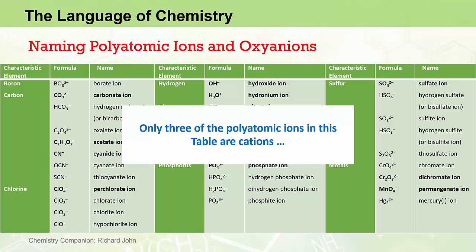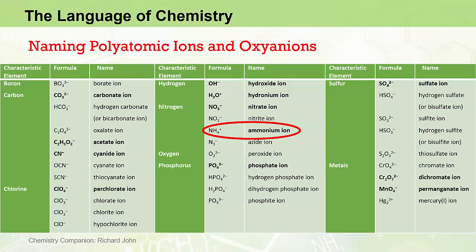Only 3 of the polyatomic ions in this table are cations: the ammonium ion, NH4+, the hydronium ion, H3O+, and they are both very important for the acid-base chemistry concepts that follow in this series. And the third is the mercury(I) ion, which is a polyatomic Hg2 2+ ion containing 2 mercury atoms bound together. The 2+ charge is spread across both atoms, effectively giving each one a 1+ charge. The I in brackets actually refers to the oxidation number of each mercury atom, and we will deal with oxidation numbers a little later in this video series. For now, however, the 2 most important polyatomic cations to recall are the ammonium ion and the hydronium ion.